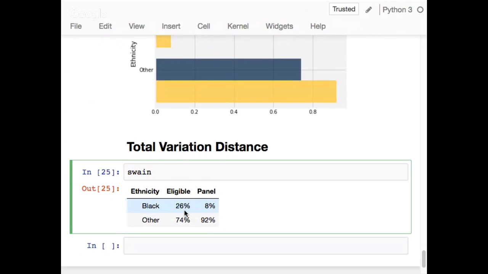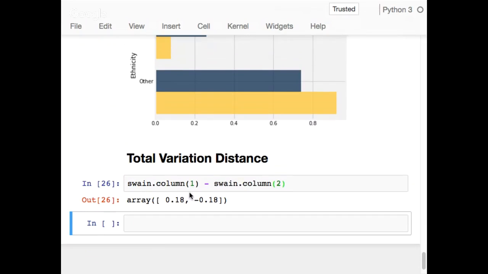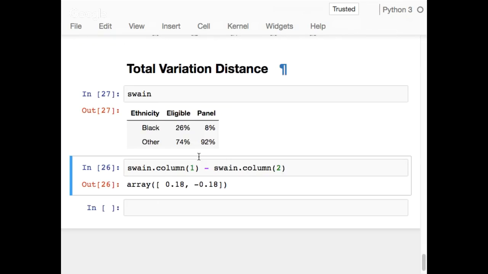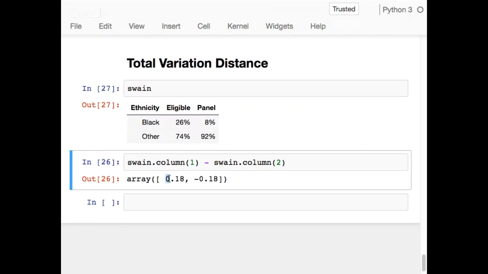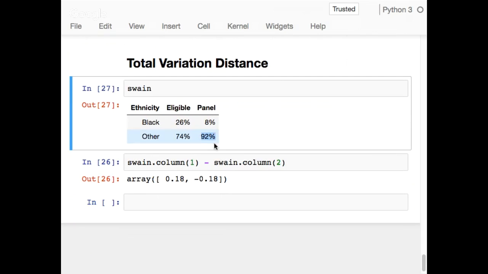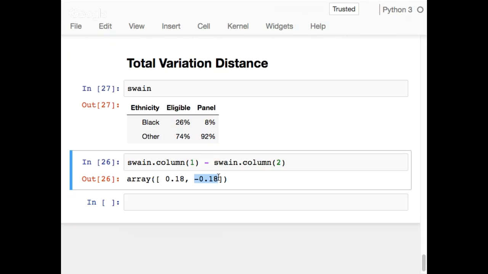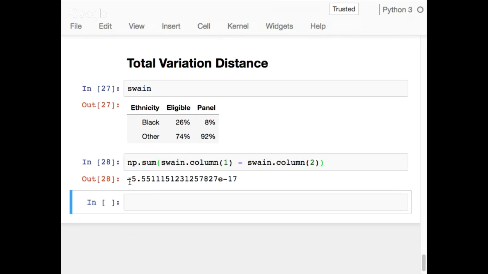And if I take this column eligible, column 1, and subtract it from Swain dot column 2, I get back, so here's my original table, 26 minus 8%, which is 0.18, and 74% minus 92%, which is negative 0.18. So I have here differences. My first thought might be to take my differences and sum them. So I do np.sum, and I get back 0. Well, it's not exactly 0, but close enough to 0, because it's 10 to the negative 17.